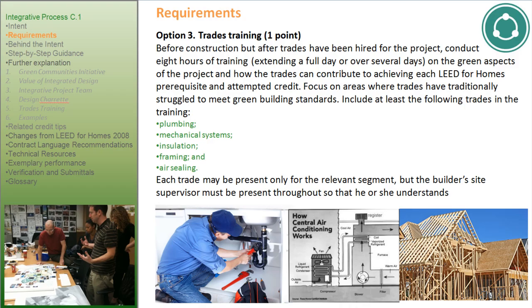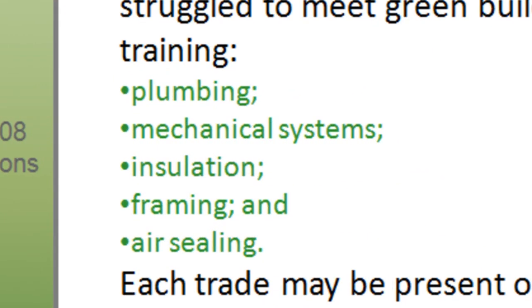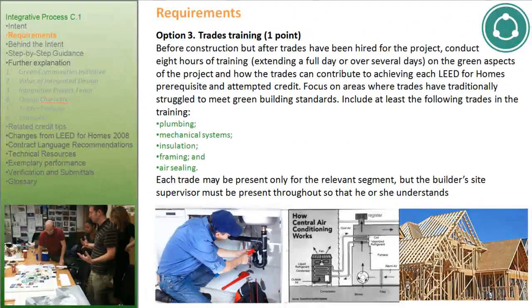Under the requirements, Option 3 is Trades Training, 1 point. Before construction, but after trades have been hired for the project, conduct 8 hours of training, extending over a full day or over several days, on the green aspects of the project and how the trades can contribute to achieving each LEED for Homes prerequisite and attempted credit. Focus on areas where trades have traditionally struggled to meet green building standards. Include at least the following trades in the training: plumbing, mechanical systems, insulation, framing, and air sealing.